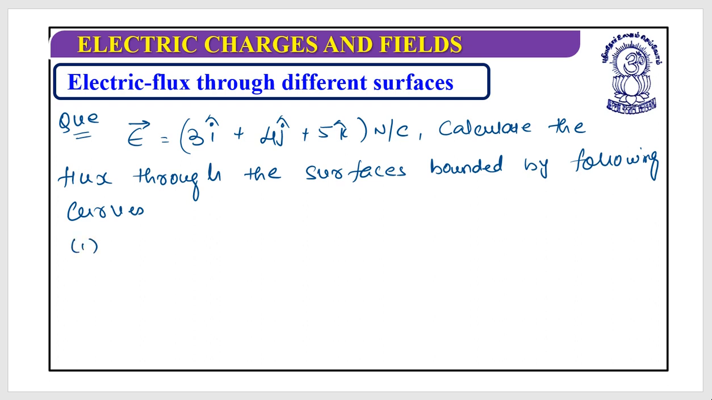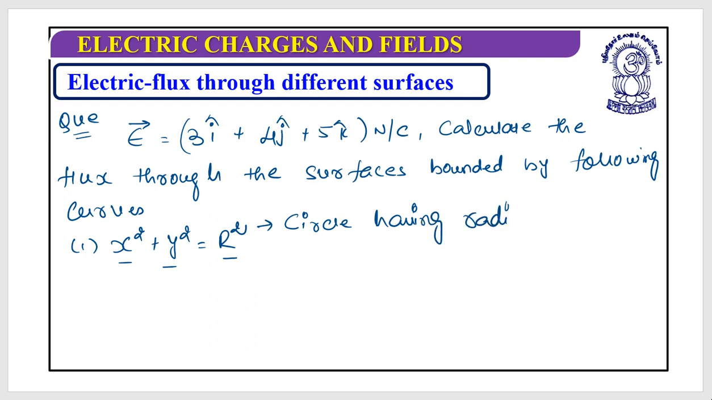Let's say first it is x square plus y square equals r square. First tell me what is this? Which curve will it represent? Yes, you are correct. It is a circle having radius r. In which plane is it there? So I can write like this. This is, let's say, x. Let's say this is y.